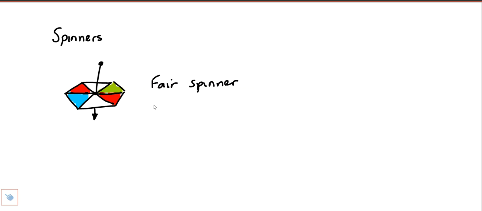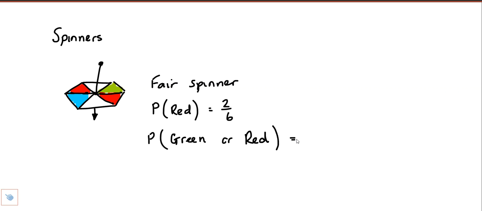So, for instance, if I asked you, say, what is the probability of it landing on red? 2 out of 6, which is 1 in 3. 2 out of 6, that's fine. What would be the probability of it landing on green or red? Green or red is 3 out of 6. Alright.